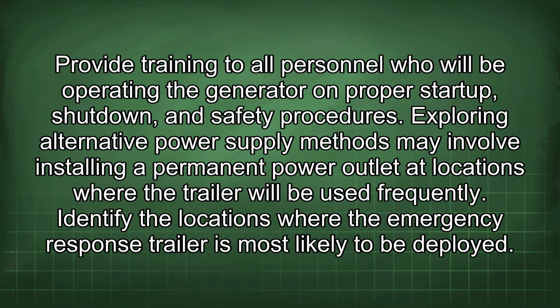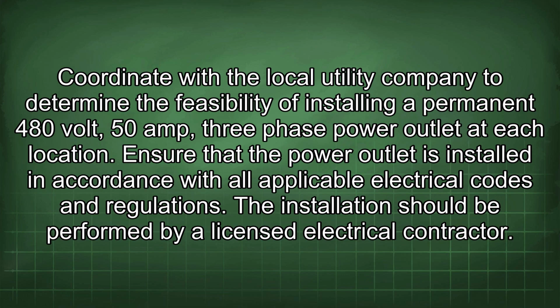Exploring alternative power supply methods may involve installing a permanent power outlet at locations where the trailer will be used frequently. Identify the locations where the emergency response trailer is most likely to be deployed. Coordinate with the local utility company to determine the feasibility of installing a permanent 480-volt, 50-amp, three-phase power outlet at each location. Ensure that the power outlet is installed in accordance with all applicable electrical codes and regulations. The installation should be performed by a licensed electrical contractor.